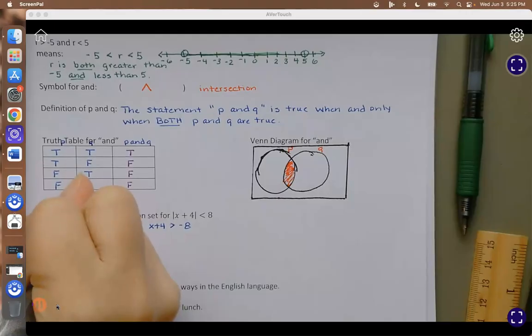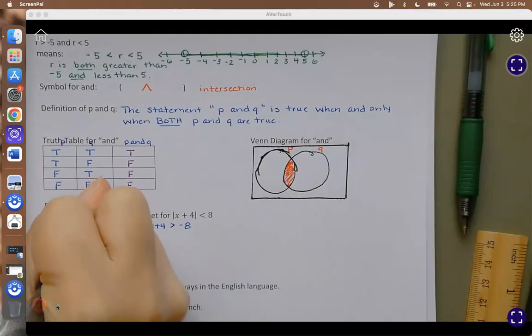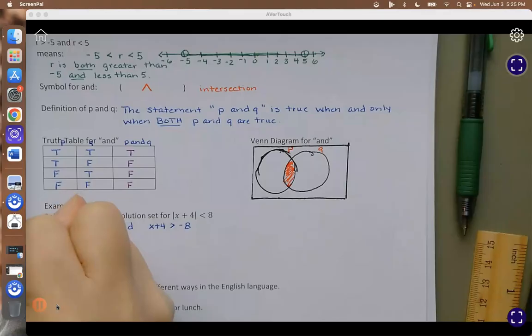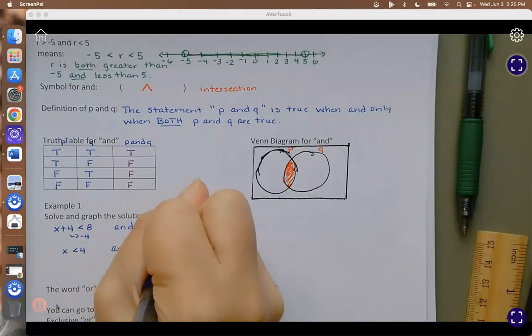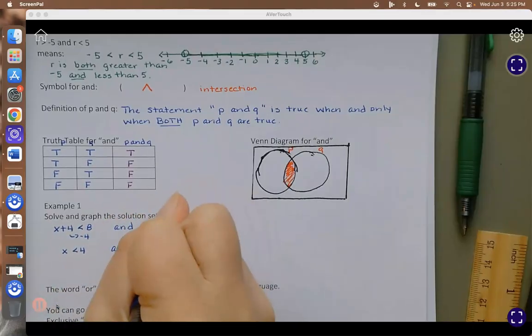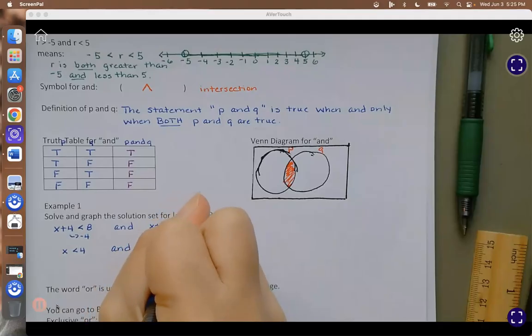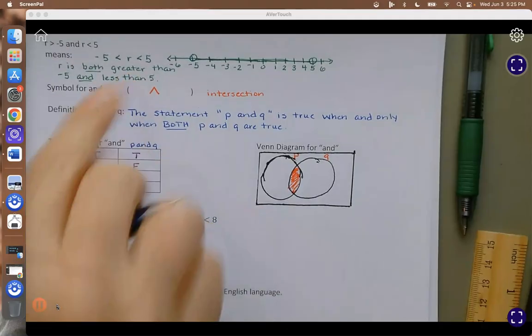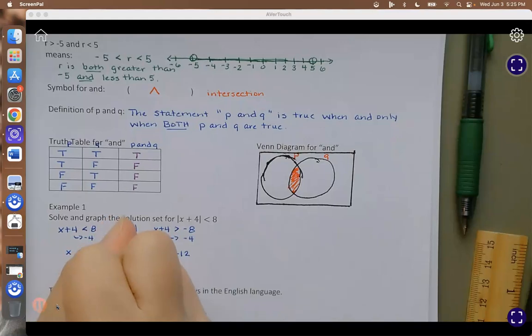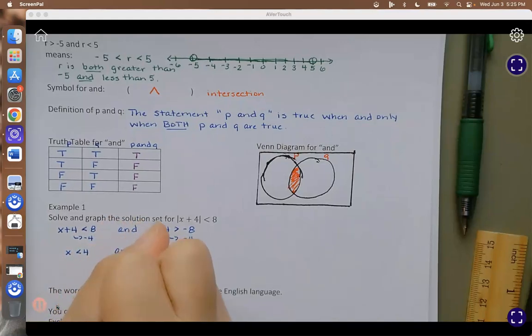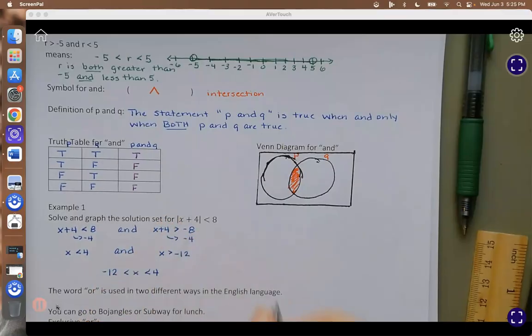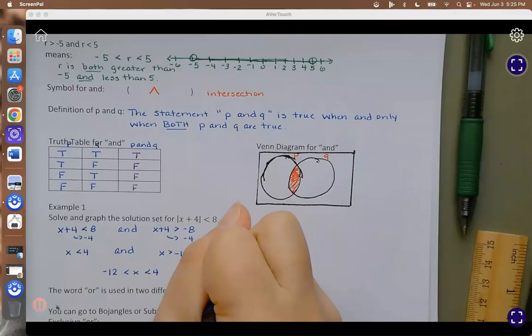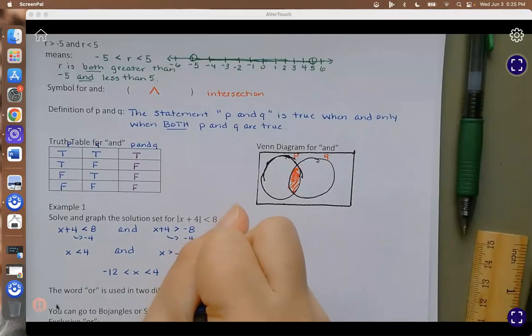Okay, so we go to solve this. We're going to subtract the 4. So x is less than 4. And we move the 4 over here by subtraction. And x is greater than negative 12. So it's like the problem we had up here, that x is going to be greater than negative 12 but less than 4. So to graph that, it's going to be a long number line.